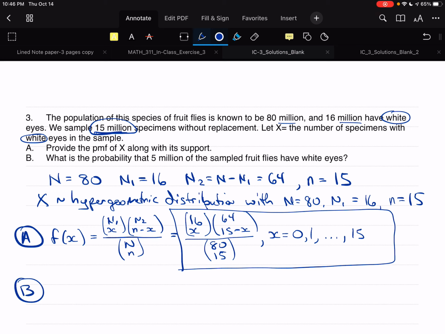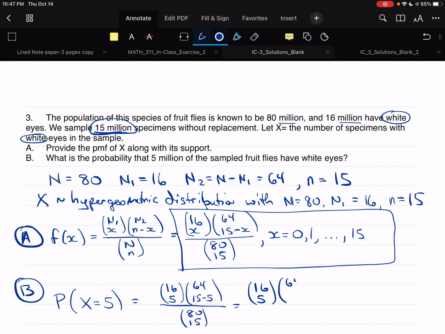B, what is the probability that 5 million of the sample fruit flies have white eyes? The probability that x is equal to 5. And so we have 16 choose 5 times 64 choose 15 minus 5, divided by 80 choose 15. Using the calculator, it's much easier just to use a scientific calculator and enter each of these combinations than it is to try to do manual calculations and canceling out. This would be a very tedious exercise. It can be done, but it's very, very messy.